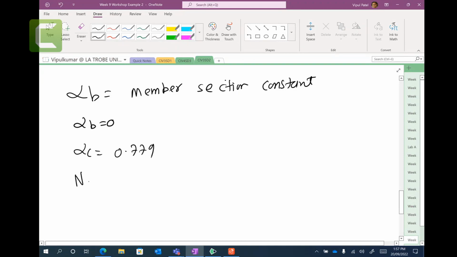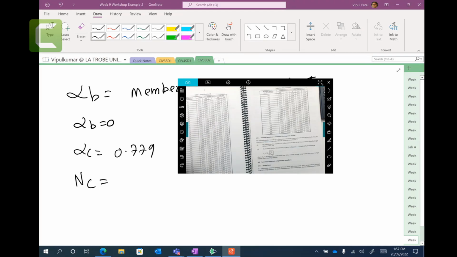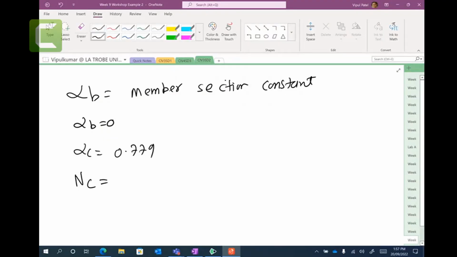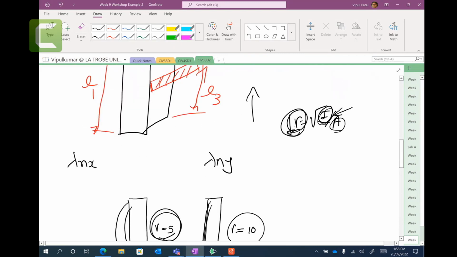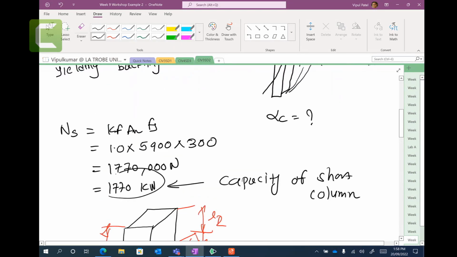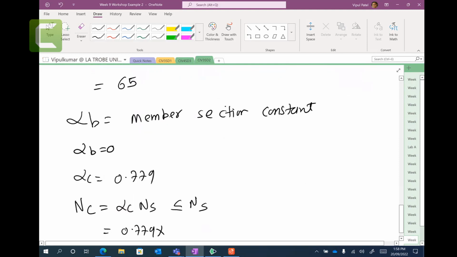So Nc, which is given here, Nc equal to alpha c kc, clause 6.3.3.3, alpha c Ns less than or equal to Ns. Alpha c is 0.779, Ns is 1770 kilonewtons.